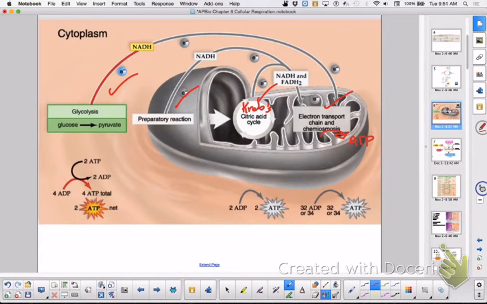If you do anaerobic respiration, aerobic is with oxygen, anaerobic is without. You will do glycolysis here, okay? But your next step is just fermentation. And the only reason you do fermentation is to regenerate the reactants you need for glycolysis. And we'll talk our way through that. So let's start with glycolysis.